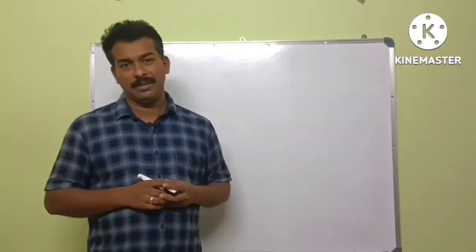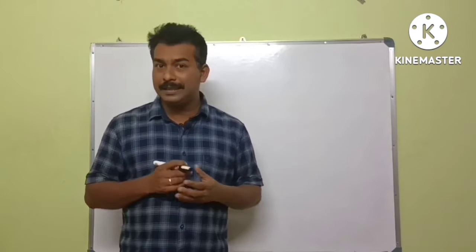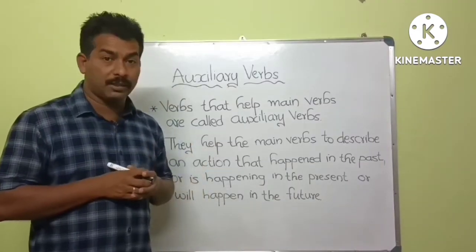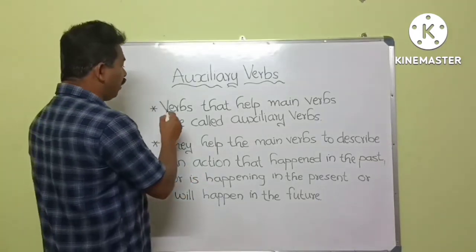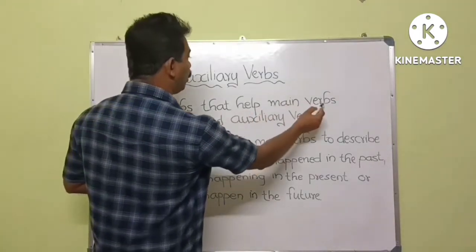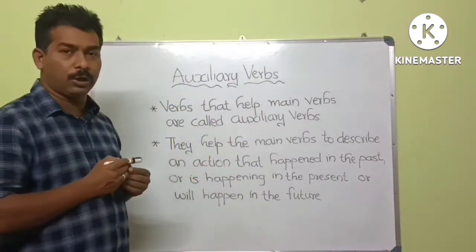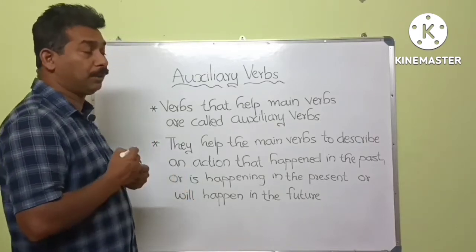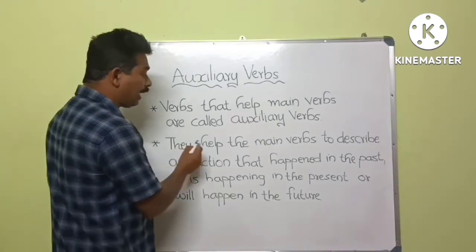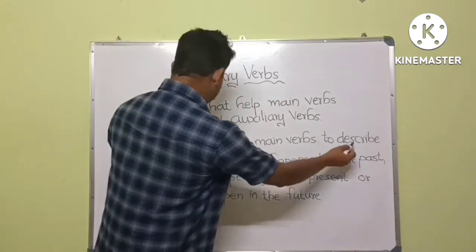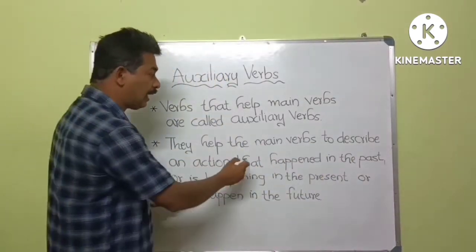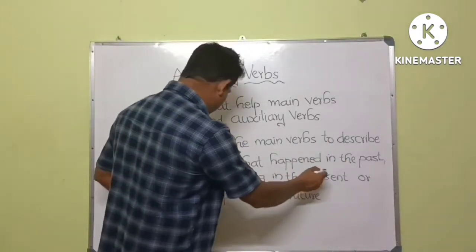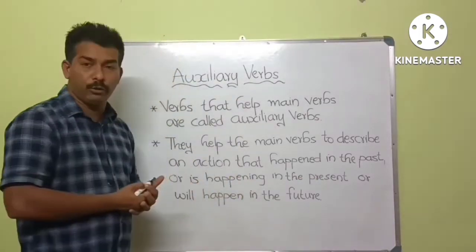Dear friends, in this class we shall discuss auxiliary verbs in detail. Let's learn what auxiliary verbs are. Verbs that help main verbs are called auxiliary verbs or helping verbs. Then how do they help the main verbs? They help the main verbs to describe an action that happened in the past or is happening in the present or will happen in the future.